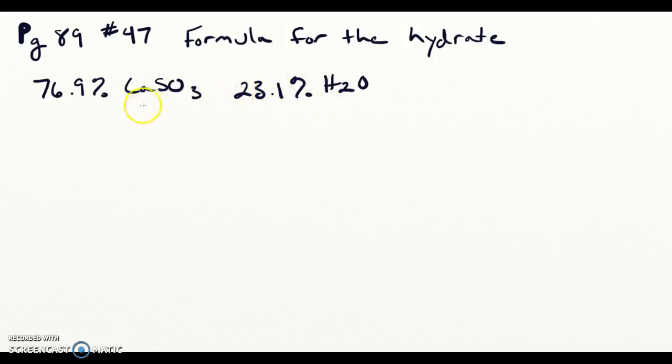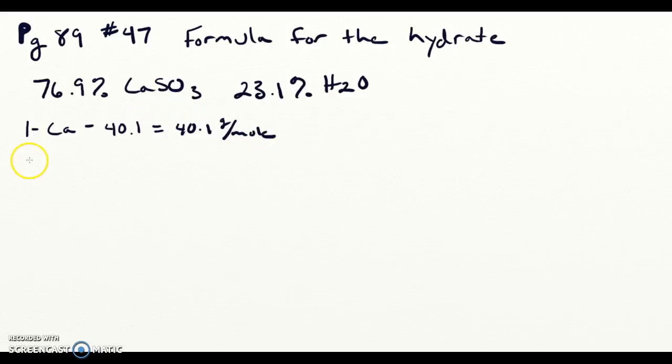So if 76.9% is calcium sulfite, or CaSO3, what does that mean in terms of moles? That's what we have to do. We have to change to moles. In order to do moles, we need a molar mass. So let's start there. There's one calcium, and each calcium is 40.1, so altogether it would be 40.1 grams per mole.